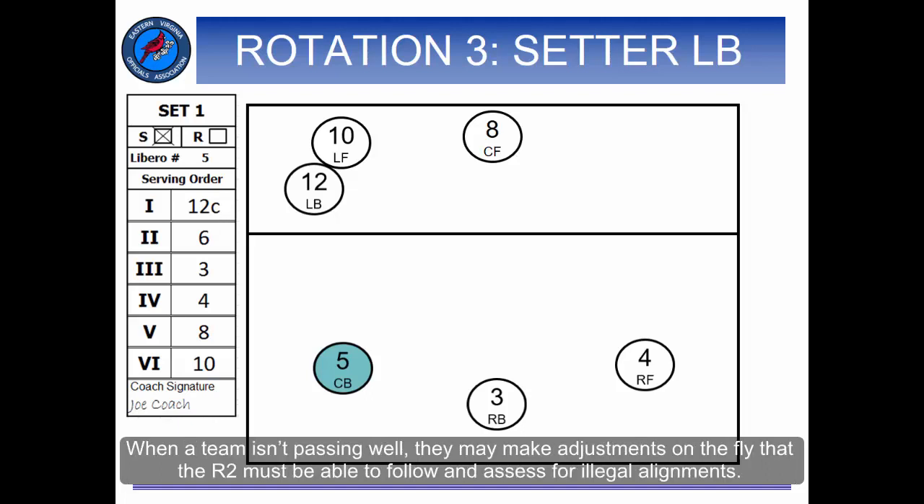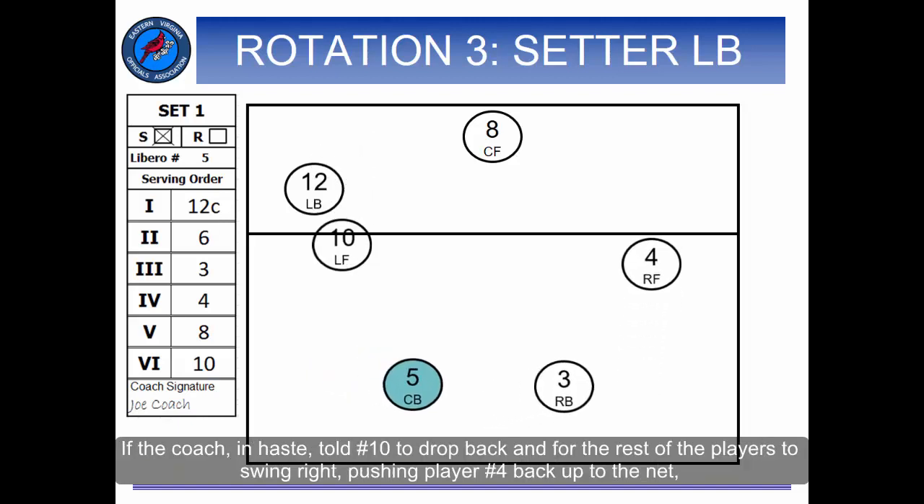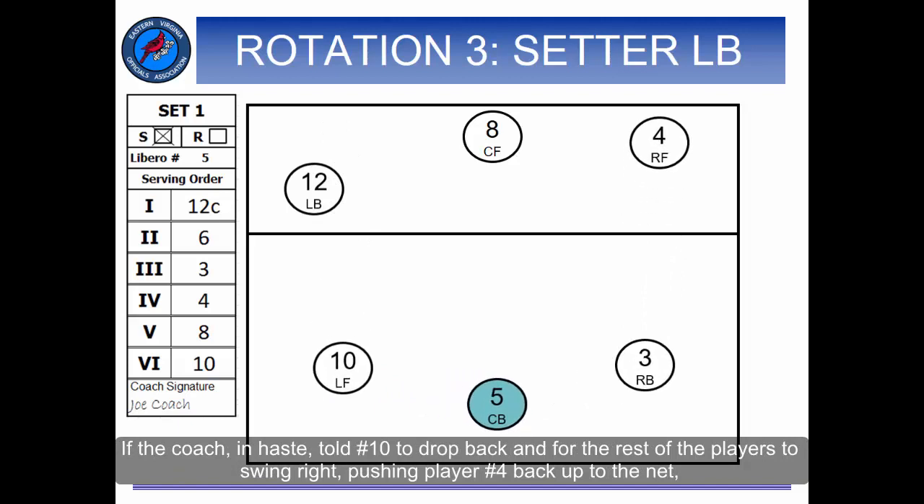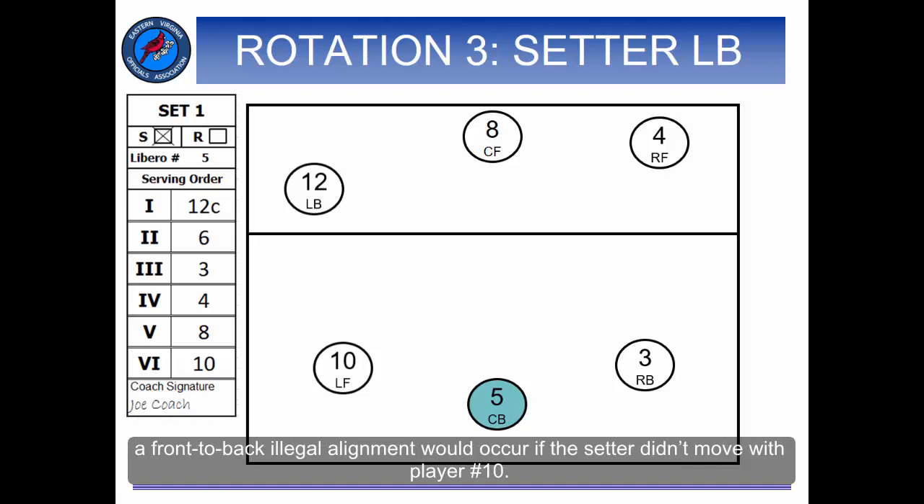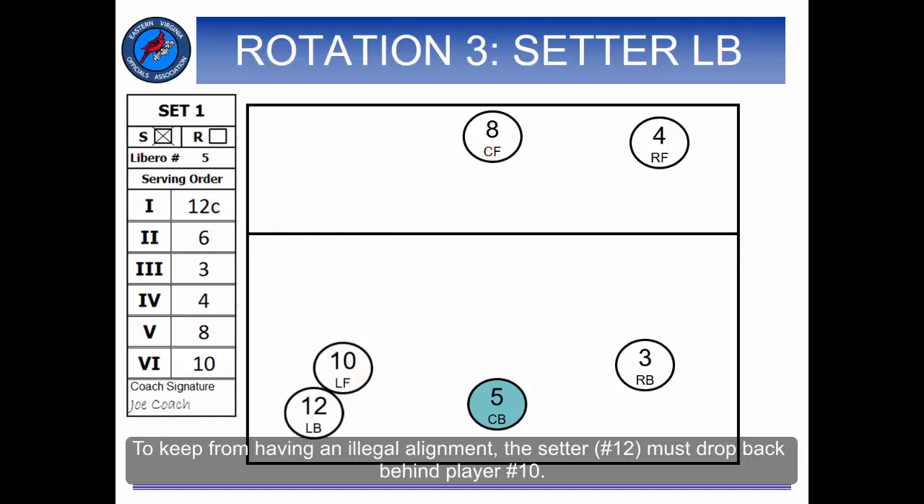When a team isn't passing well, they may make adjustments on the fly that the R2 must be able to follow and assess for illegal alignments. If the coach, in haste, told number 10 to drop back and for the rest of the players to swing right, pushing player number 4 back up to the net, a front-to-back illegal alignment would occur if the setter didn't move with player number 10. To keep from having an illegal alignment, the setter must drop back behind player number 10.